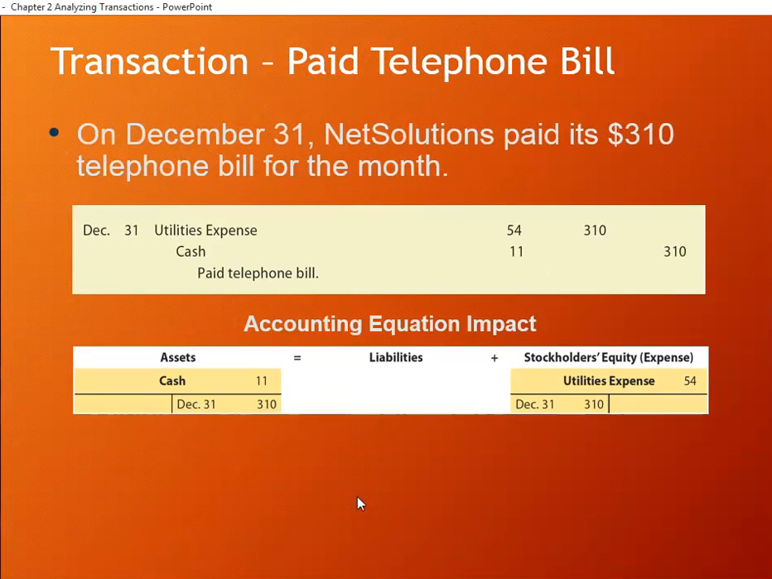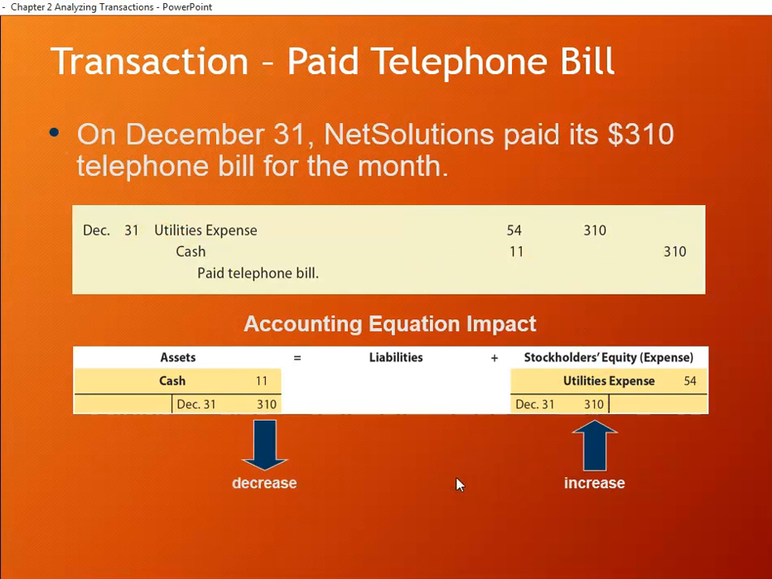All right. Another little example of a bill here. Transaction paid telephone bill. This is just the same as a wage expense. Expenses go up with a debit. Cash has left the building. It goes down with a credit.